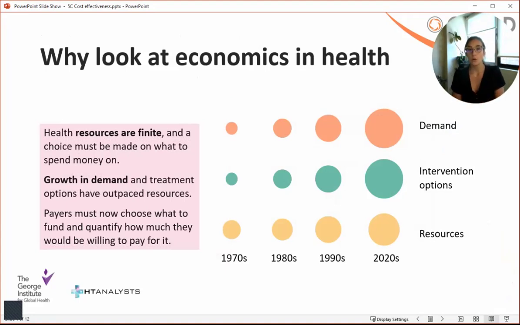The focal point of health economics is decision making. This is because health resources are finite. They can't be stored or traded like other goods and need to be delivered immediately when they are needed. Another important factor is that over the past 50 years or so, the pace at which medicine and medical technologies have been delivered has been exponential. This has meant that the demand for healthcare and health services has far outpaced the growth in availability of resources. And as a result, payers must now choose what to fund and also decide how much they should pay for it.